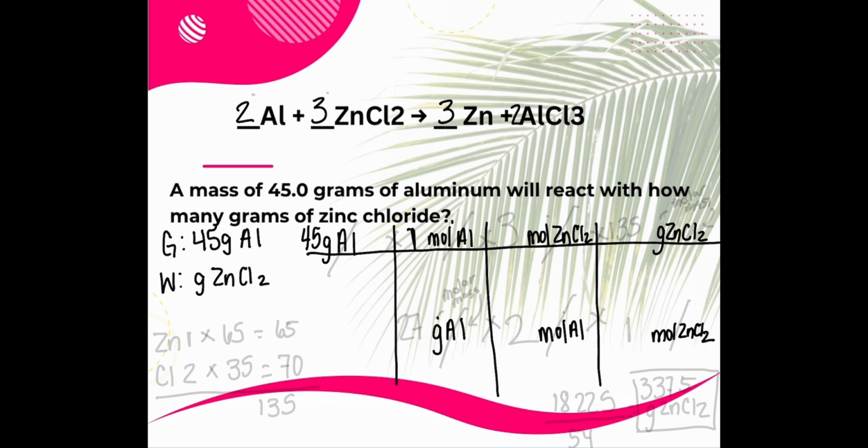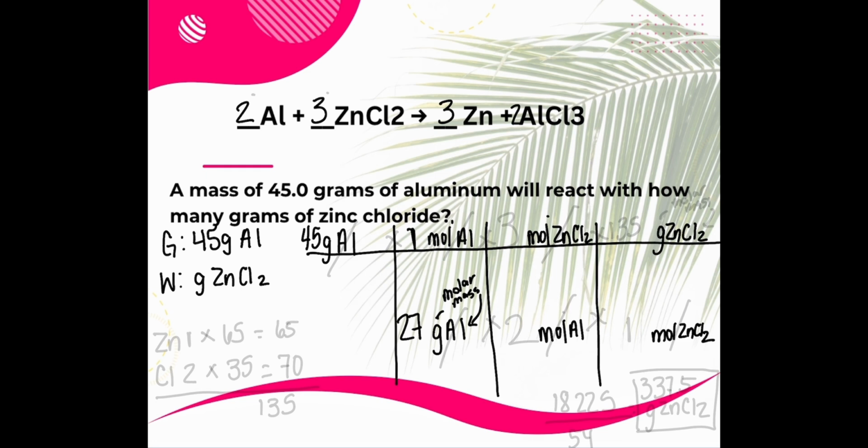Now, anytime that I have the unit grams, I know that I have to find my molar mass. And I have to find the molar mass of the element or the compound that they have given me. So the molar mass in this case for Al will be 27, and I find the molar mass on my periodic table. Now I'm going to go to my next box.